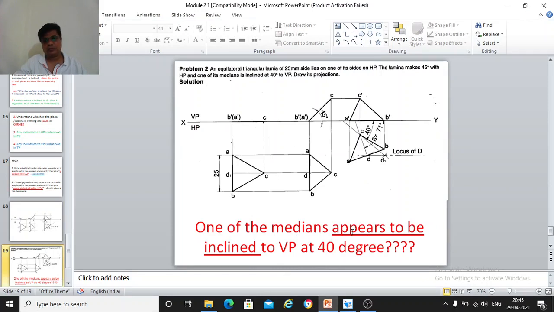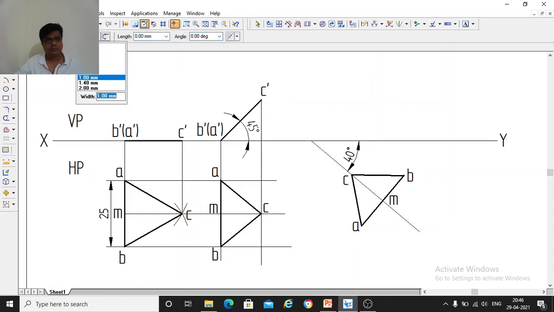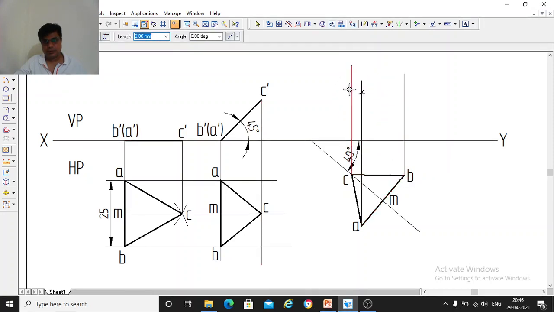So when the problem is given like this, the solution is this one. Don't follow the locus method, directly keep the CM on this line, the 40-degree line. So once this top view is known, you can easily draw the front view. So from all the points, you draw the vertical line.